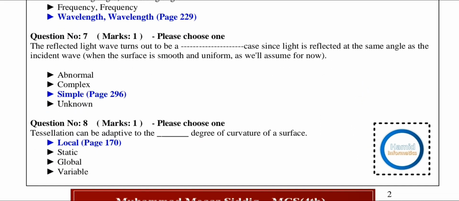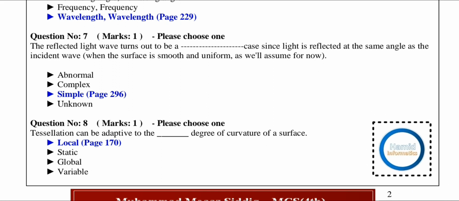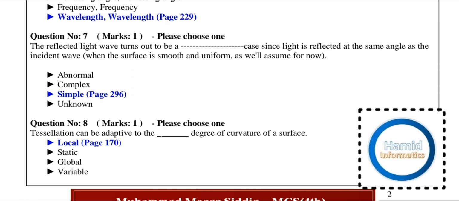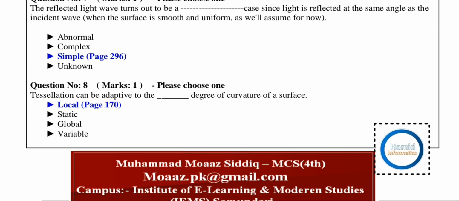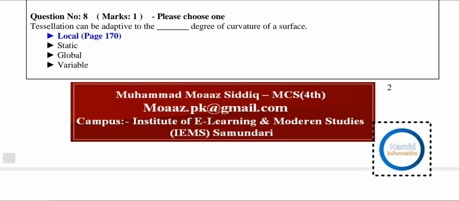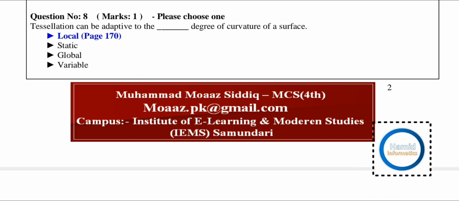Next one: the reflected light wave turns out to be a simple case, since light is reflected at the same angle as the incident wave when the surface is smooth and uniform, as assumed for now. Tessellation can be adapted to the dash degree of the curvature of a curve. Local.